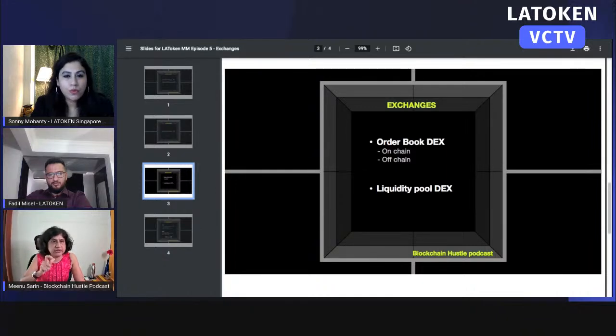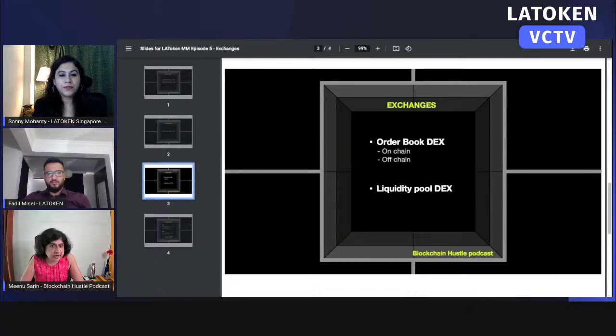Just as a recap, in the on-chain order book DEX, everything happens on the blockchain. Most transparent, but also expensive and slow. In the off-chain, it's a partial thing. So the order book stuff is done off-chain, and the actual trade gets executed on the chain. That's the basic stuff.